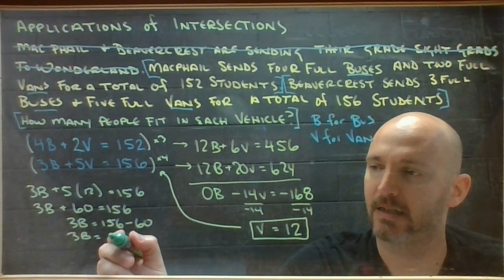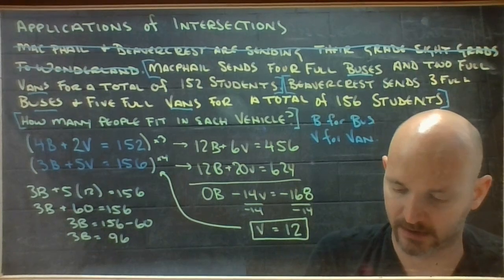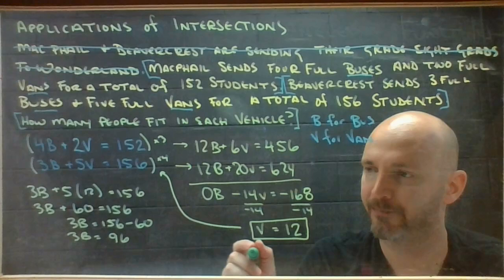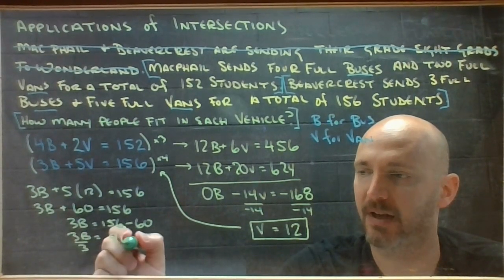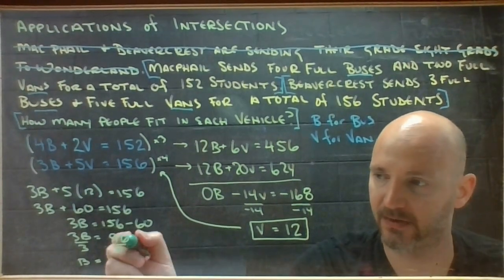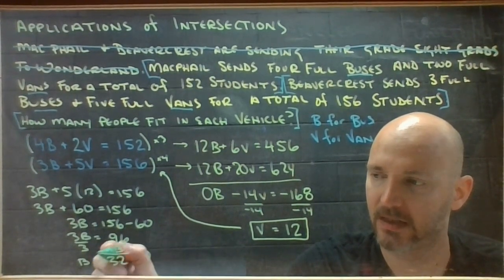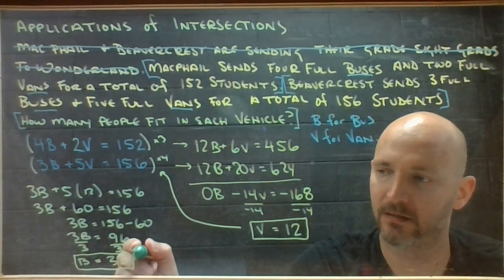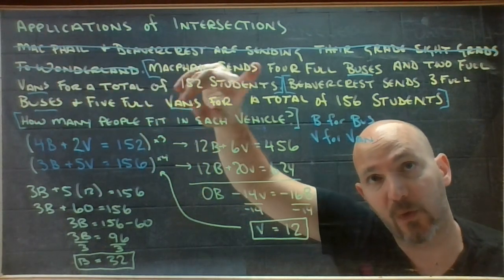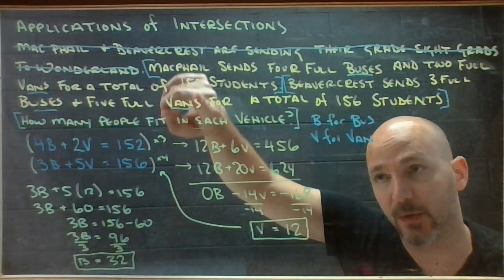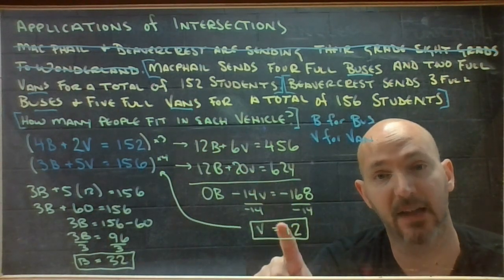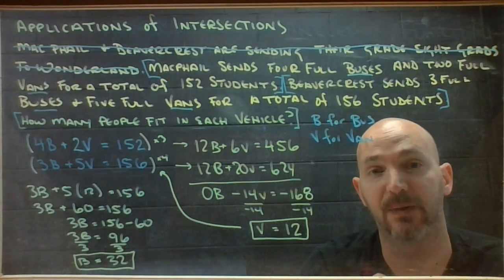That's 96. Let me check that. Yep. So to finish, I just need to divide by 3. And 96 divided by 3 should give me 32. So, when McFell sent 4 full buses and 2 full vans for a total of 152 students, the only way for that to have worked out is if the vans held 12 kids and the buses held 32.